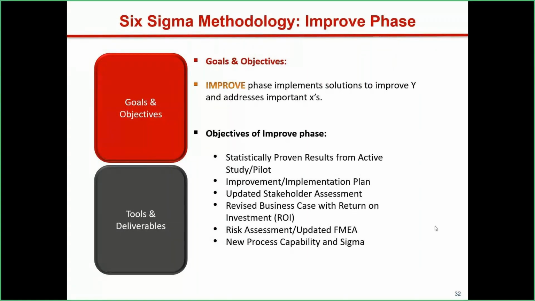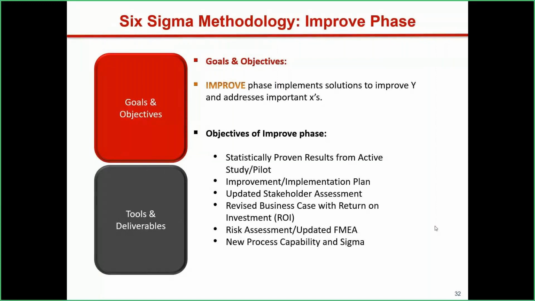Risk assessments and updated FMEA. So FMEA is done in two phases, in measure and in improve phase. We will see why it is done. But you need to understand, you might get a question asking if FMEA is done in more than one stage, or you might get a true or false saying that FMEA is conducted in measure and improve phase, something of that sort.